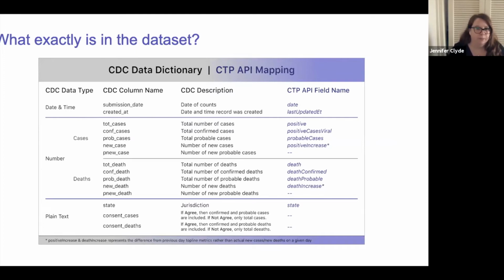They're pretty straightforward, pretty much what you'd expect. You get total cases, confirmed, probable, and then you get increased fields for total and probable cases. And obviously they're linked to the jurisdiction and dates. In the data set, each row corresponds to one state for one day going back to January 2020. And here we've also mapped each of the data fields with the CTP API field names, and you can see that you can cover them pretty one-to-one.